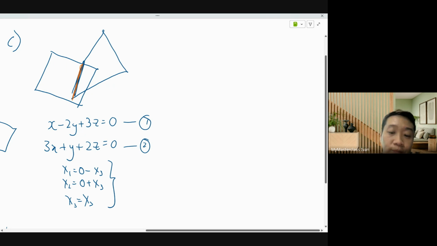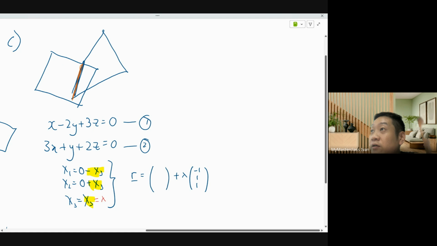Understand? So how to put it in terms of a line? Basically, always let your z be equal to lambda. So x3 equals lambda. All you need to say is, I know I need to make a line, and a line consists of a point plus lambda times direction. What is the direction? Can you see? Negative 1, 1, 1. So the direction is negative 1, 1, 1. What is the point? Quite obvious.